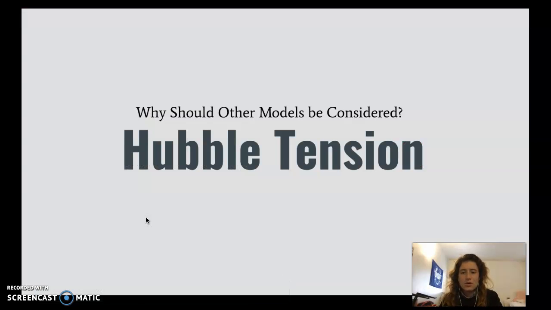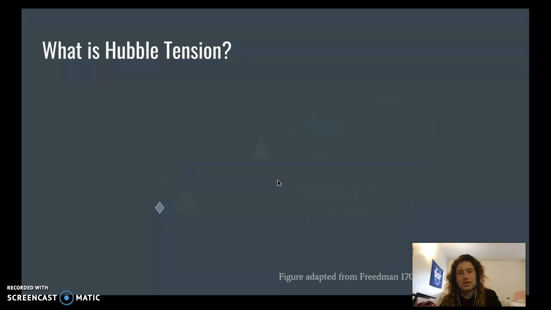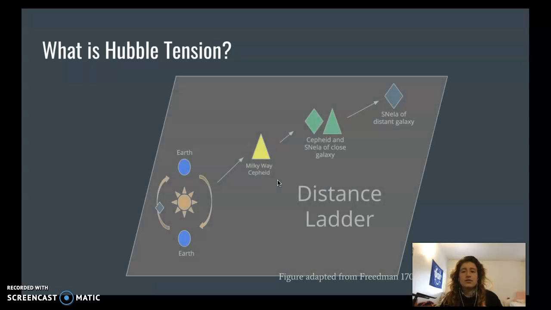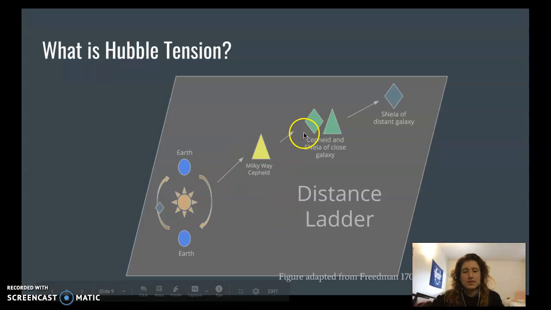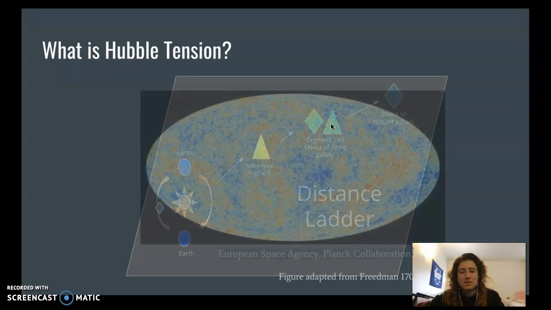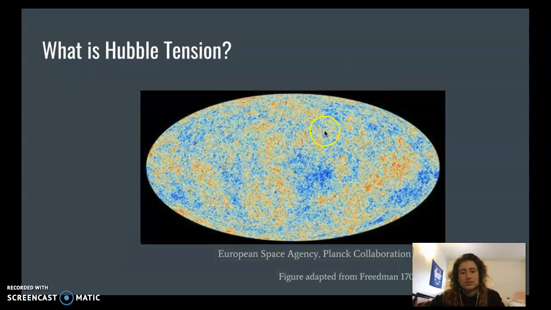So, Hubble tension. Why should other models be considered? Well, Hubble tension arises from a conflict between the late and early Hubble constant calculations. So the late one is measured largely in part using a distance ladder of standard candles. And based off these distances and their redshifts, we can determine our acceleration rate of the universe. The other way is using the cosmic microwave background, or CMB.